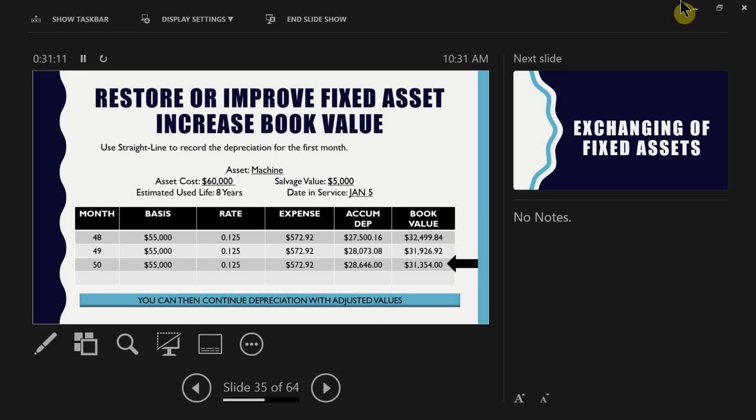All right. Any questions here on what it takes to keep your asset and add fixtures or add extra stuff to it to either increase the cost of it, increase the book value, and extend the life of it? This is how you do it. Any questions? Okay.